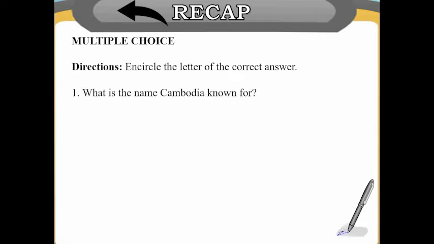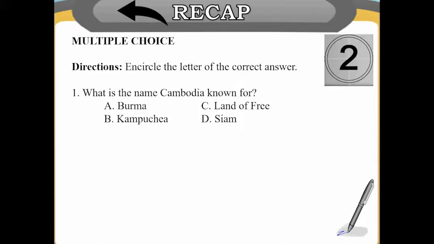Number 1. What is the name Cambodia known for? Letter A, Burma. Letter B, Kampuchea. Letter C, Land of Free. Or letter D, Siam. The correct answer is letter B, Kampuchea.